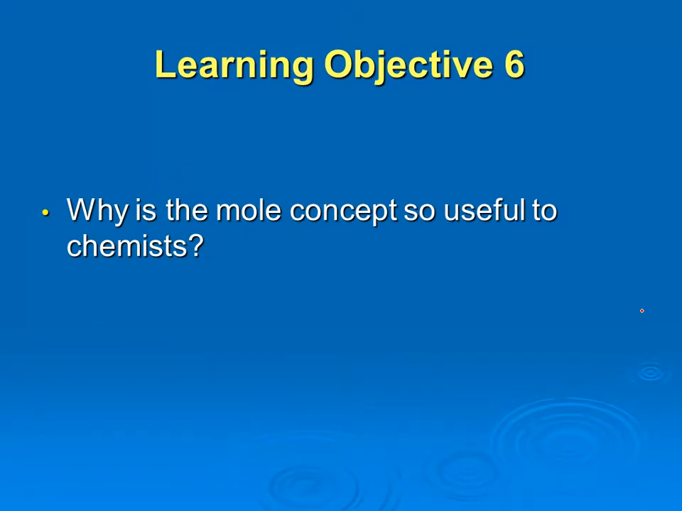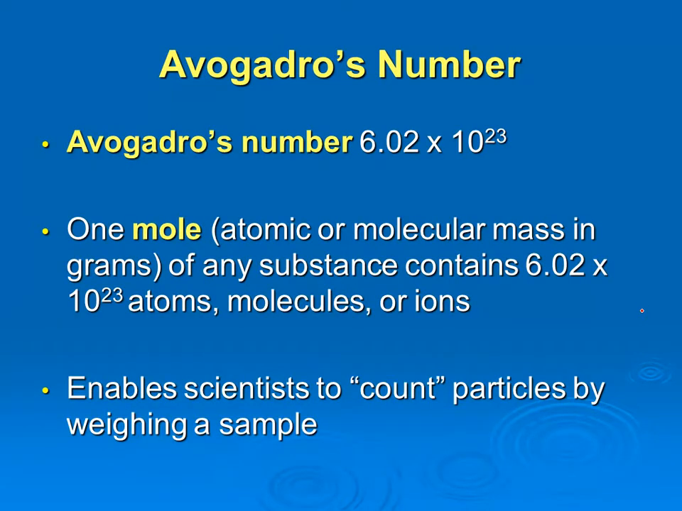One concept that's important, you'll see this a lot in chemistry, is the designation of a mole. So here's your definition. A mole of any substance contains a specific number of atoms, and that number is 6.02 times 10 to the 23rd. That's a very, very large number, and that happens to be what's called Avogadro's number.